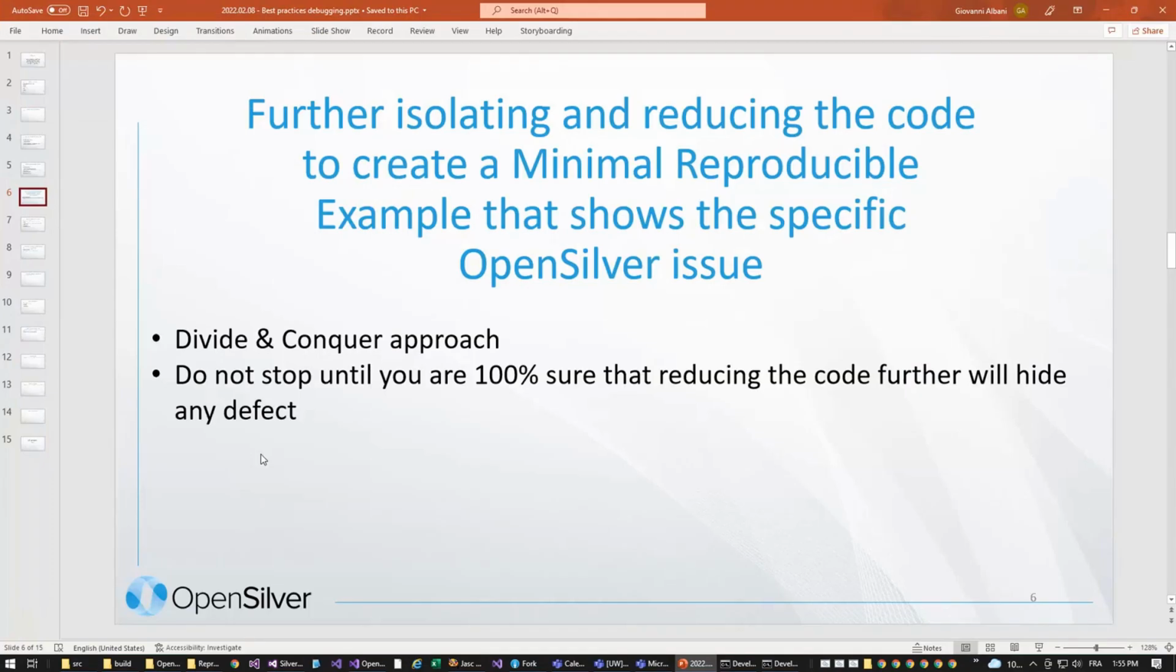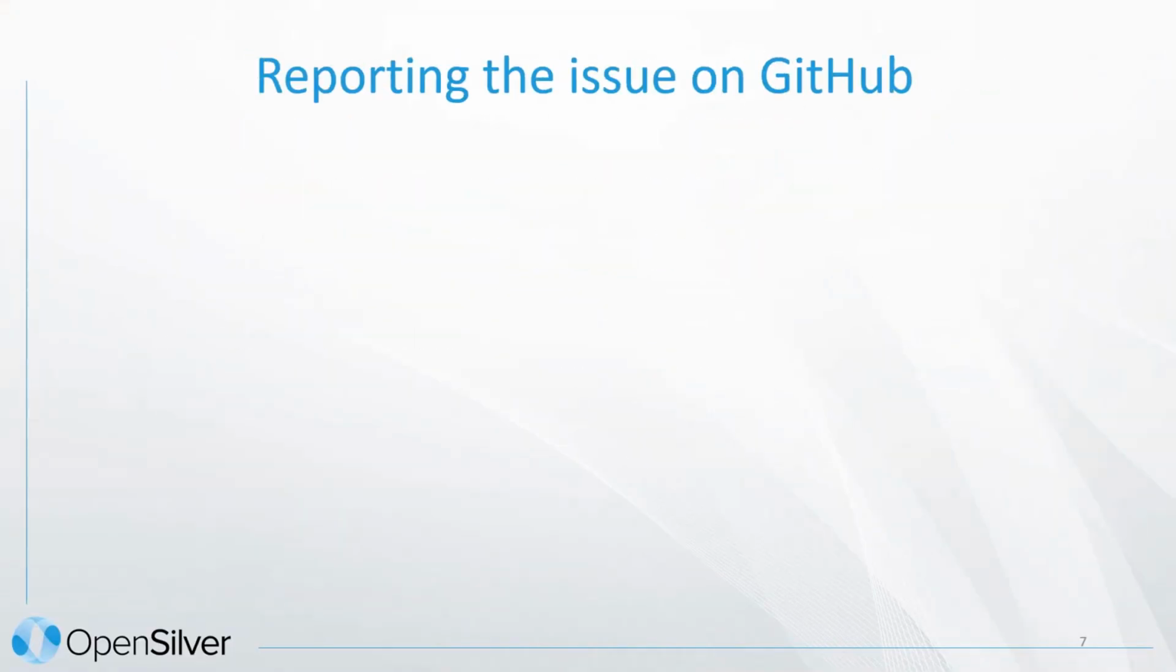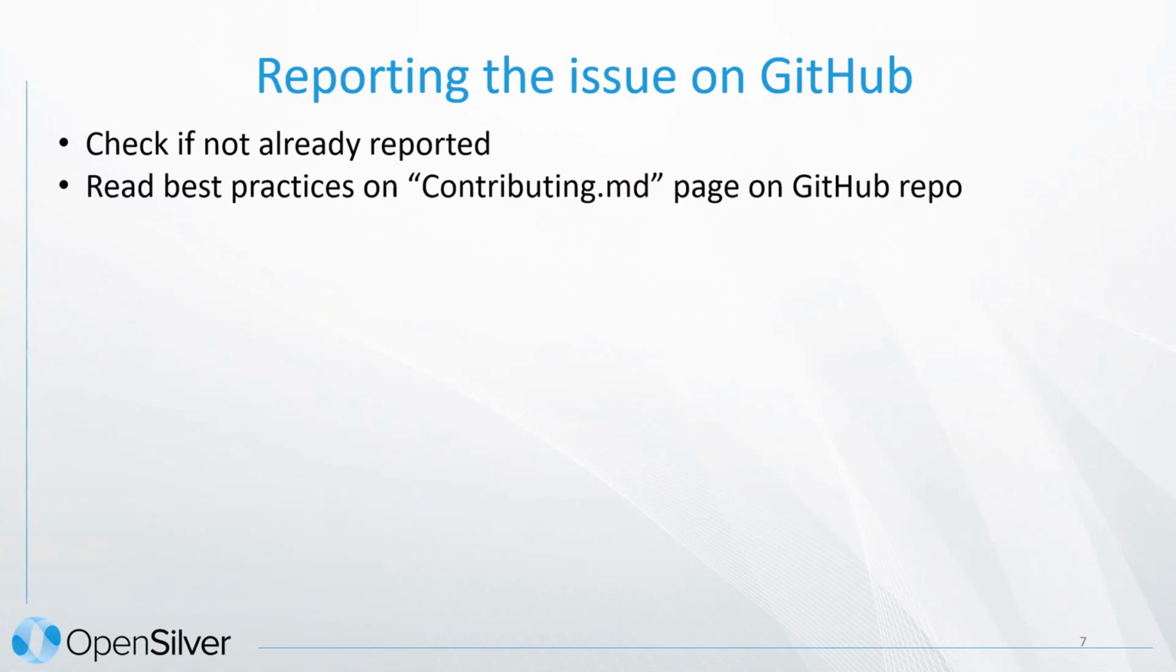Next step, we want to report the issue on GitHub. So first thing, we should check if the issue has not already been reported. Make sure to check both the open issues and closed issues on GitHub. Make sure you check the best practices that are on the contributing.md page on the GitHub repository.